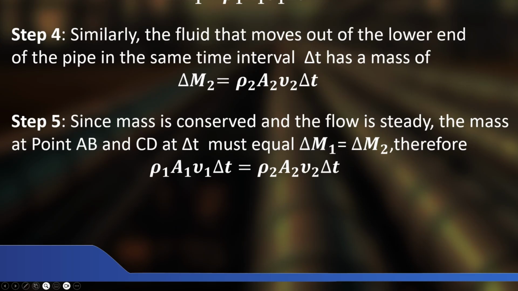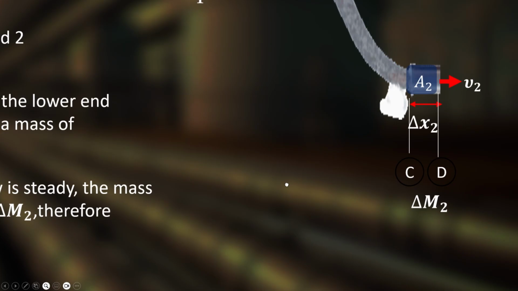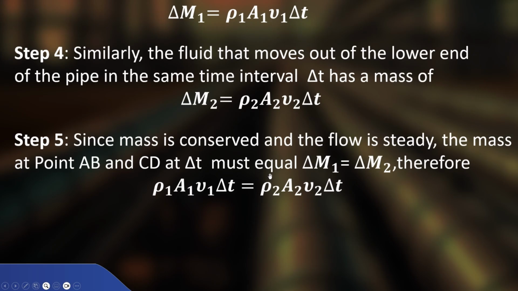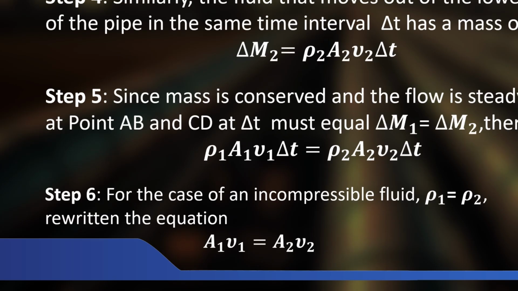Since mass is conserved and the flow is steady, the mass at points AB and CD in time delta t must be equal. Therefore, we can say that m1 equals m2. We can rearrange the equation to this form, where rho 1 A1 v1 delta t equals rho 2 A2 v2 delta t. In this step 6, for the case of an incompressible fluid, the fluid densities rho 1 and rho 2 should be equal, and the delta t is the same.